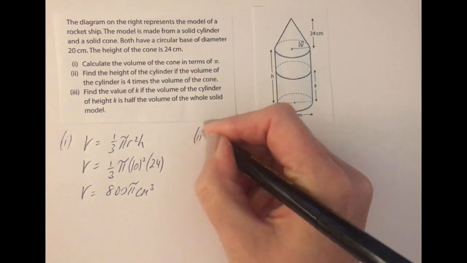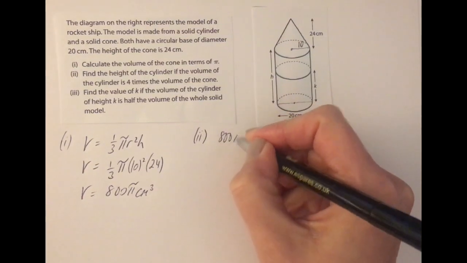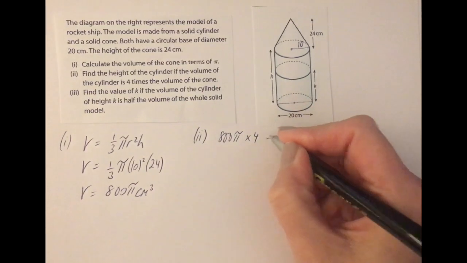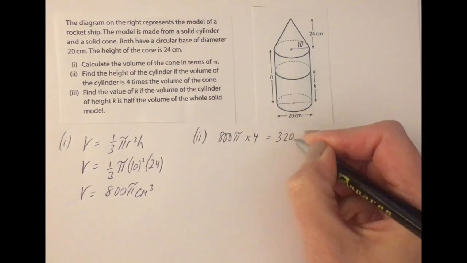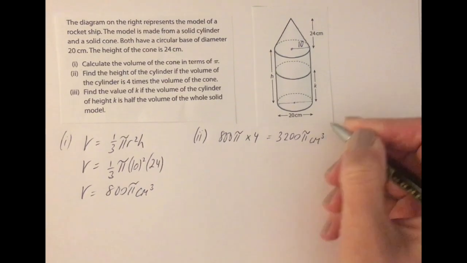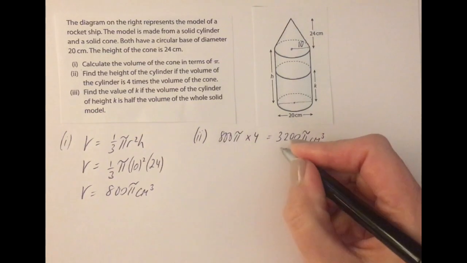Right, now part 2 asks us to find the height of the cylinder if the volume of the cylinder is 4 times the volume of the cone. Okay, well, if the cone is 800 pi, times that by 4, and you're going to get 3,200 pi centimeters cubed. So that is the volume of the cylinder.